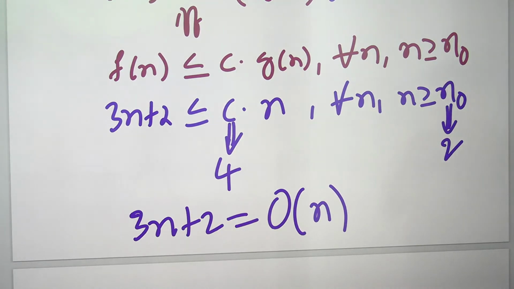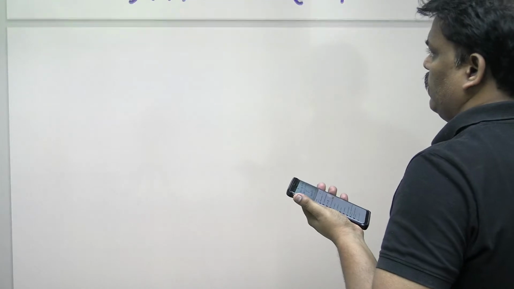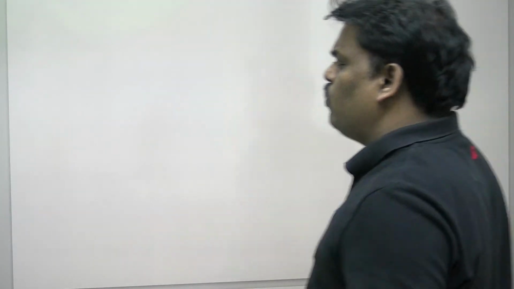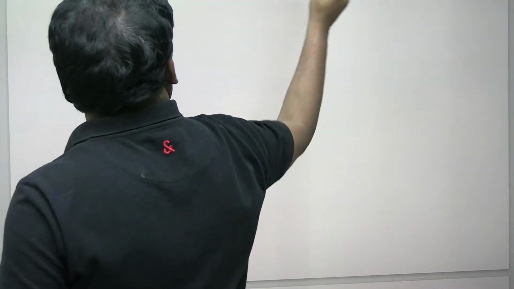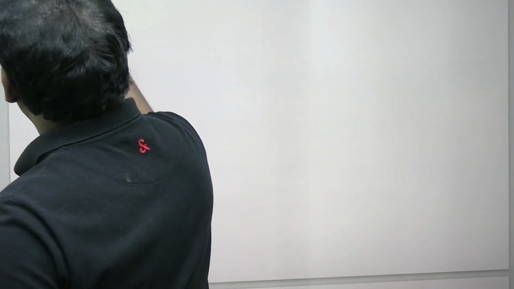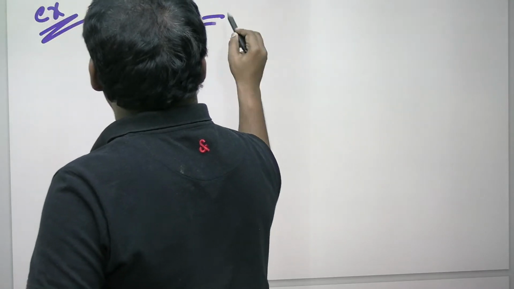Right. Let's go to the next problem. What is the big O? Let's see this one. Next example. One more example you take, to make it clear. One more example.